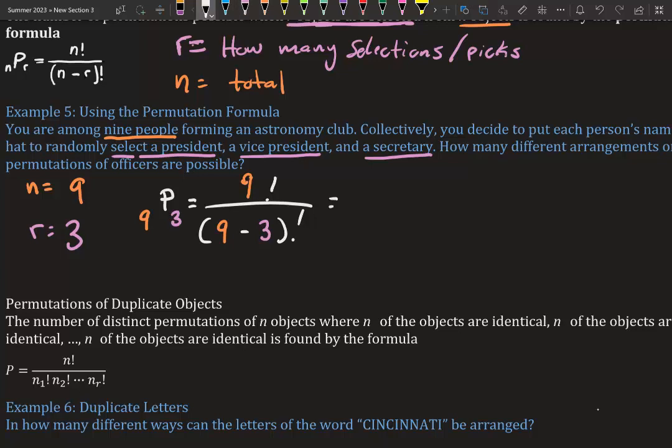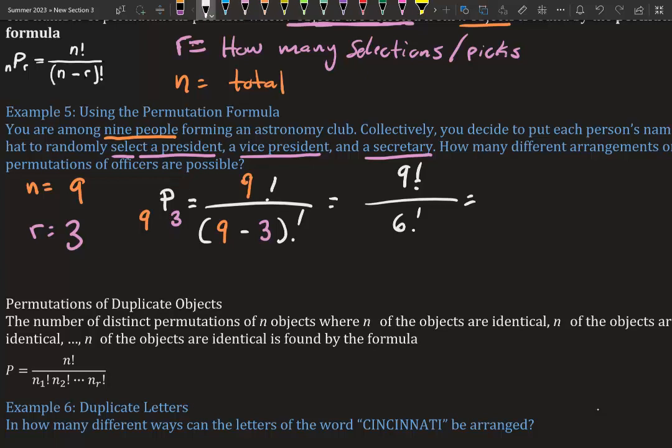So let's simplify our parentheses. We technically have 9 factorial over 6 factorial because 9 minus 3 is 6. This part right here is only important if you're using a calculator, if you're using a TI-84. So if you're doing this by hand, ignore the boxed part. You just need what's on the right of it.